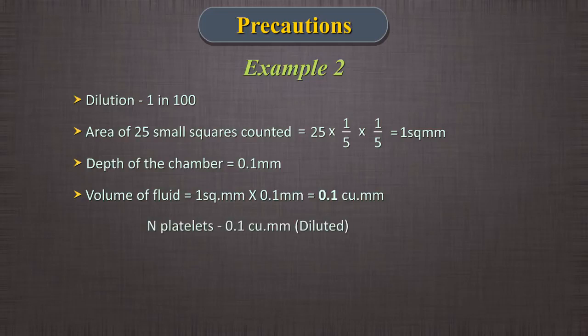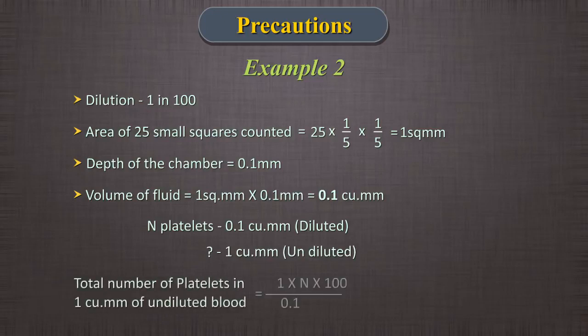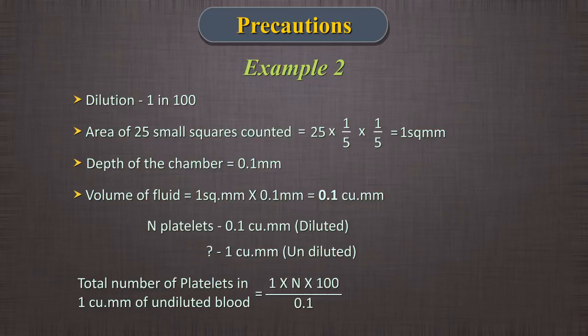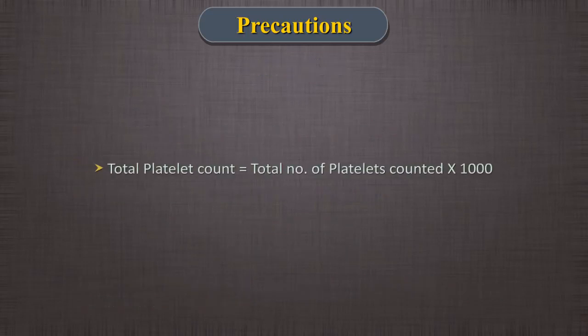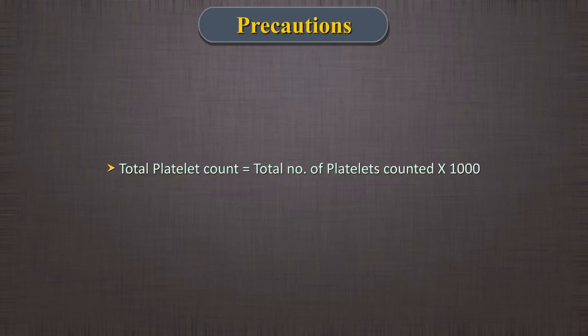As n was the total number of platelets in 25 smaller squares, that is, in 0.10 cubic millimeter of diluted blood, then total number of platelets in 1 cubic millimeter of undiluted blood will be n multiplied by 100, that is the dilution factor, divided by 0.1, which is the volume of fluid counted. This is equal to n × 10 × 100 / 1, which is equal to n × 1000. Thus, you will get the total platelet count by multiplying the total number of platelets counted by 1000.